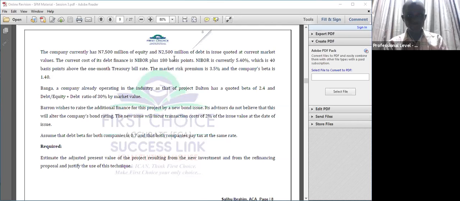I had to quickly change my network. Sorry about the disconnection. I've changed the network, and I hope this one should be better than the one I was using before. So let us continue.